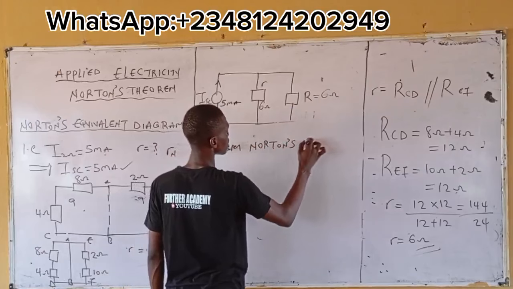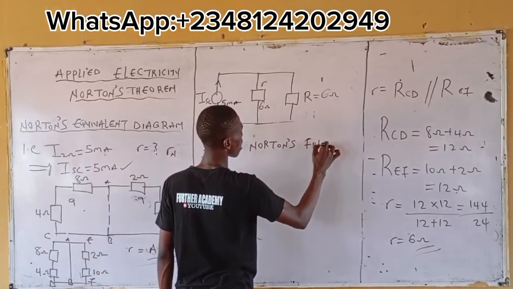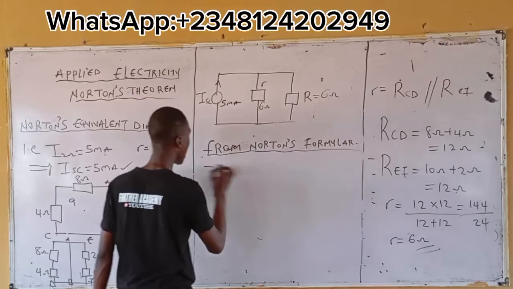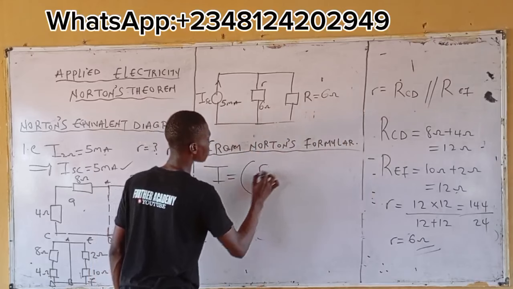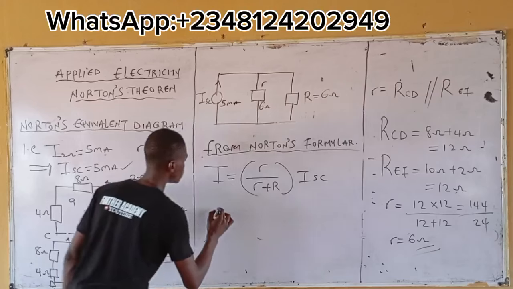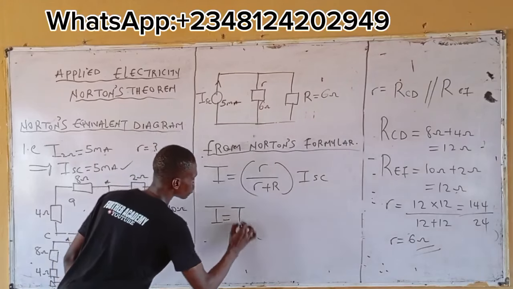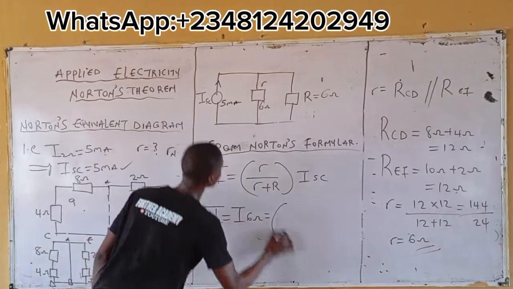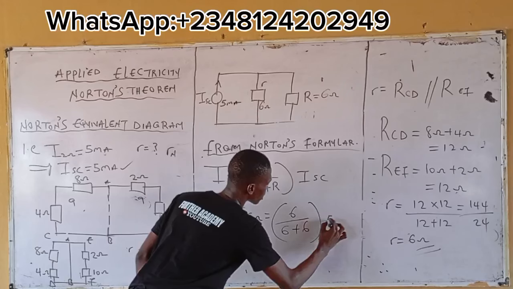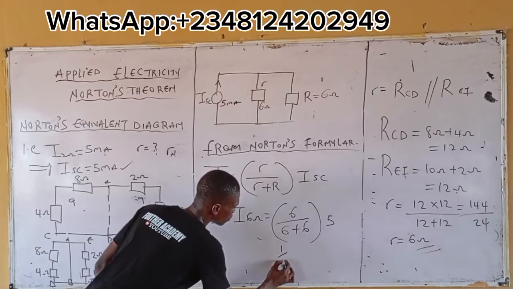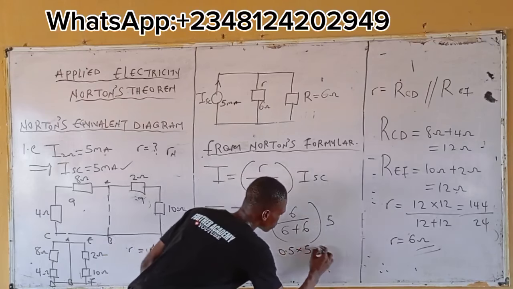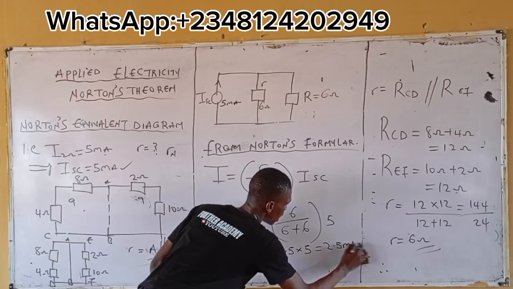From Norton's formula, we have that I is equal to R all over R plus R, all into bracket ISC. Substitute. Meaning I, which is the current through the 6 ohm load, is equal to 6 over 6 plus 6, all into bracket 5, which is 1 over 2, meaning 0.5 times 5, and this is equal to 2.5 milliampere.